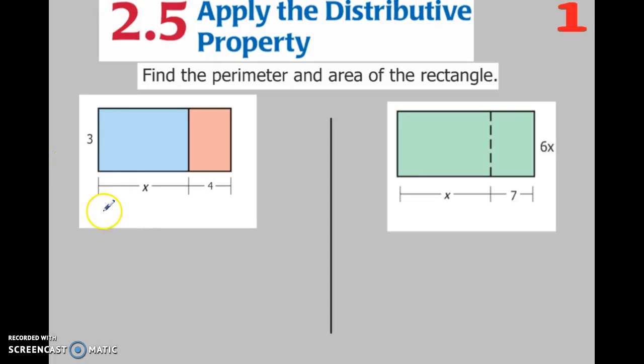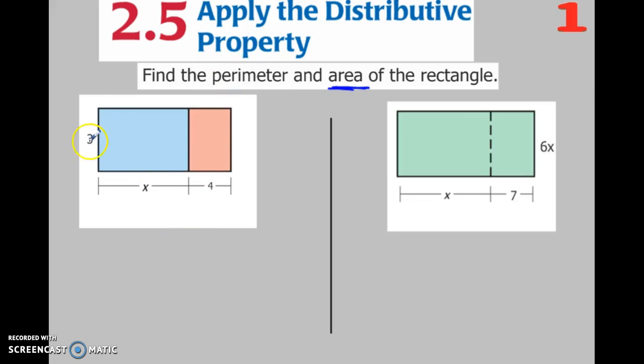Today we are applying the distributive property from chapter 2.5, lesson 2.5, finding the perimeter and area of the rectangle to begin with. So if we think about this as two separate rectangles, this blue one here to find, first I'm going to find the area. We're going to skip perimeter for a second.